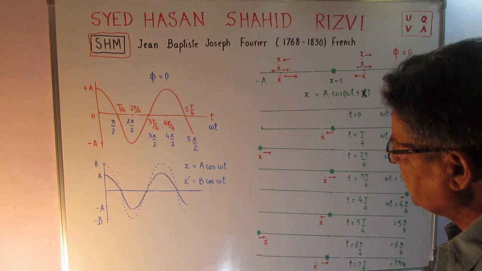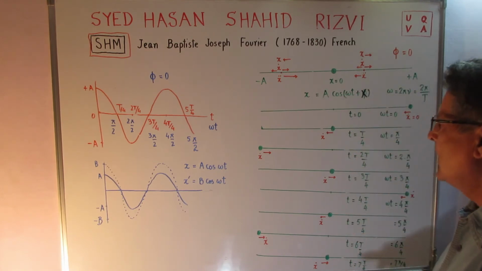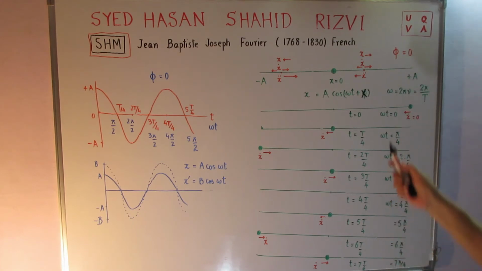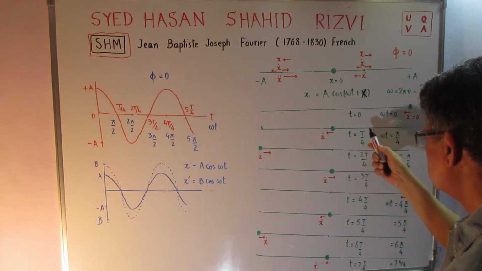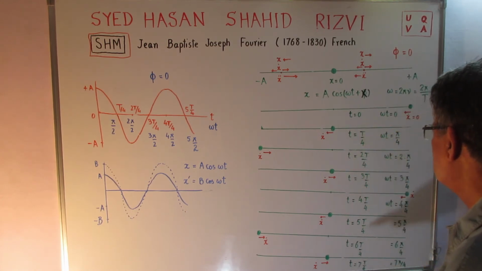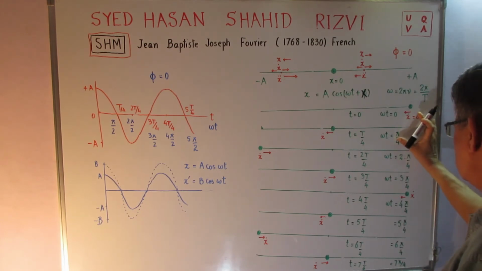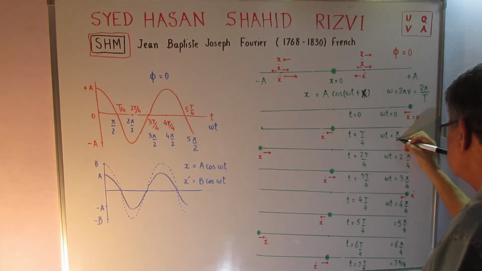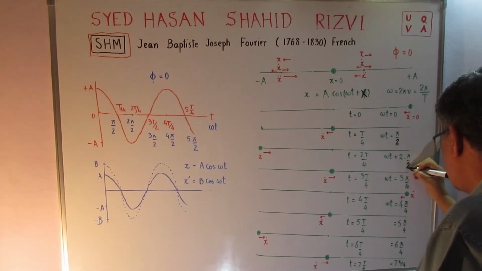Now what we are examining is the position of the particle or the vibrating body after a time T by 4. Now T by 4 corresponds to omega t is equal to pi by 2, and here also this is pi by 2.